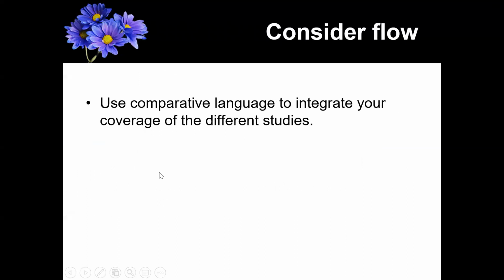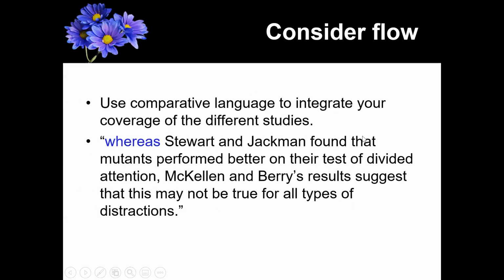Also on that note, it's good to use comparative language to integrate coverage of your different studies. So, whereas Stewart and Jackman found that mutants perform better on the test, divided attention, McKellen and Berry's results suggest that this may not be true for all types of reactions.